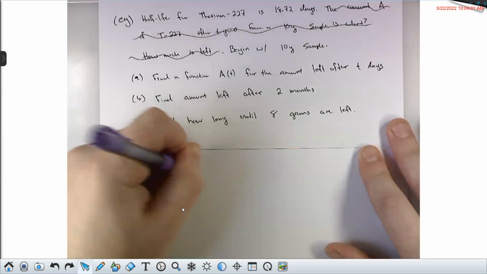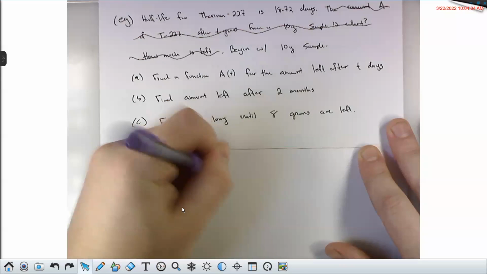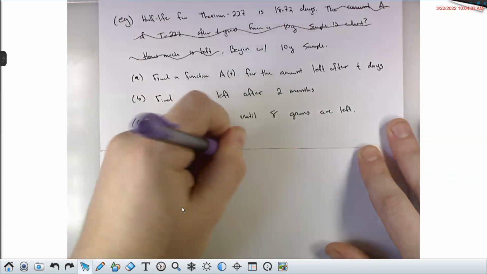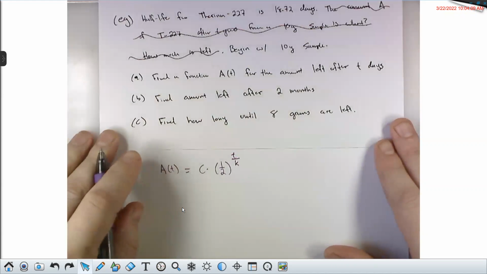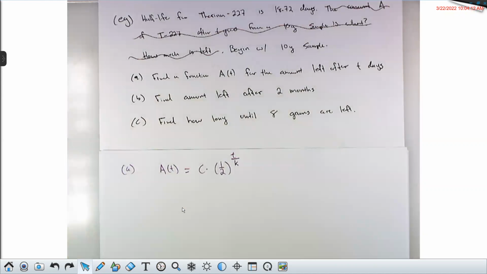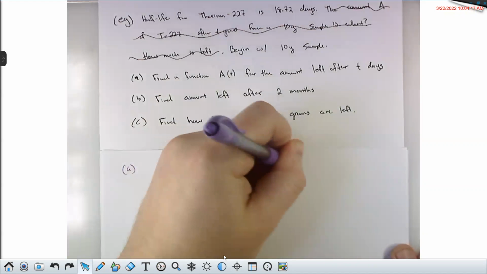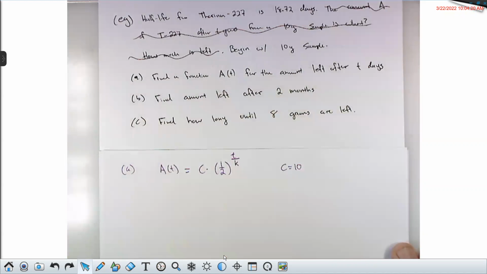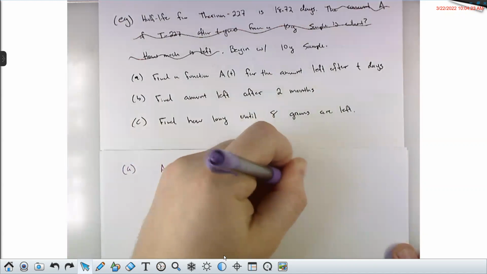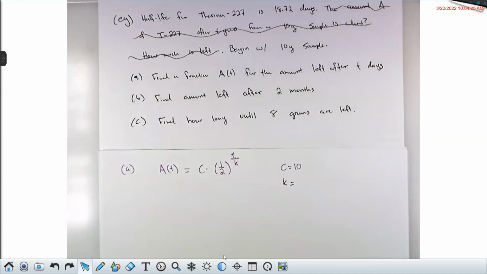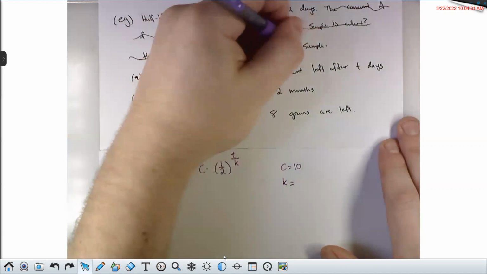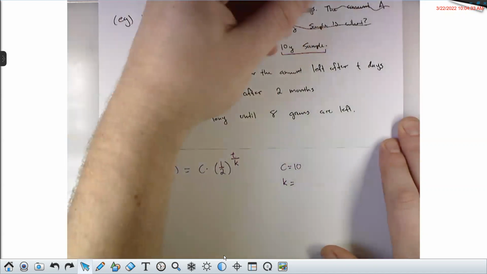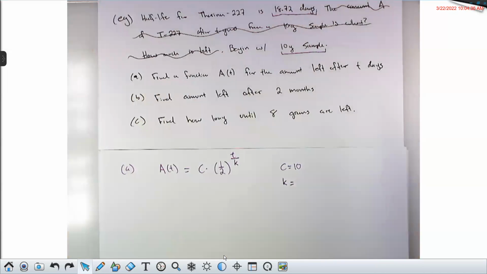So I'm going to write down the formula here without anything plugged in. C times 1/2. We're using the variable t here, right? They asked for a function a of t. And then if I heard correctly, C is 10. We're starting with 10 grams. What is K? 18.72. So K would be 18.72.